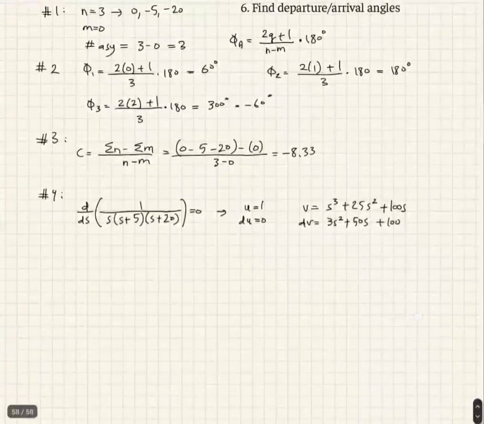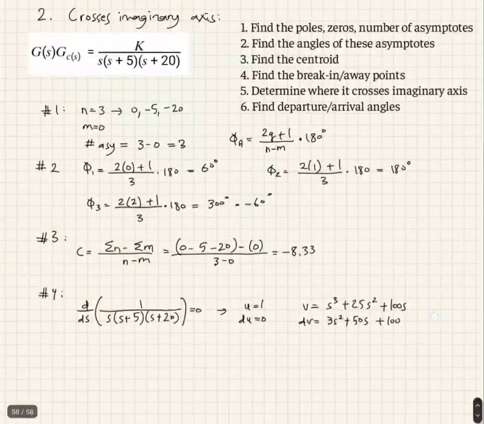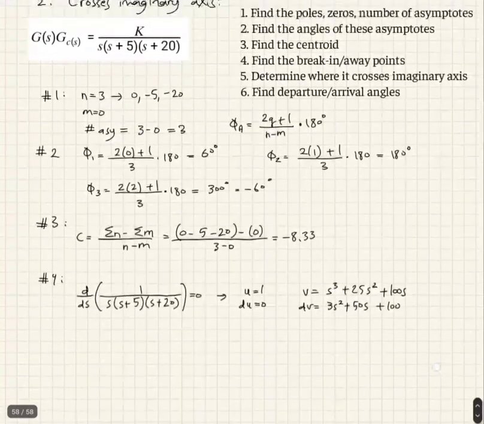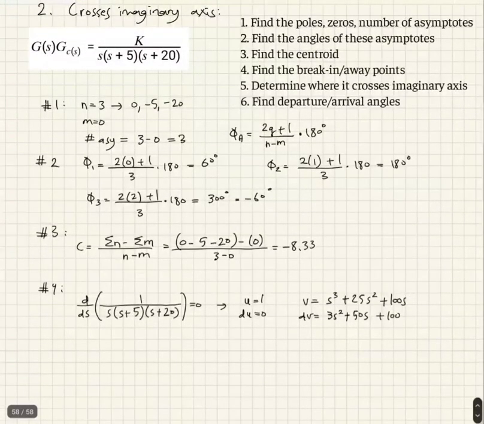And the fourth step is to find the break-in breakaway points. Just like before, this is the same formula even for a very complicated transfer function. So we write down this one except the k: 1 over s times s plus 5 times s plus 20, because the coefficient k is just 1, right? You just don't write it, so it's just 1.